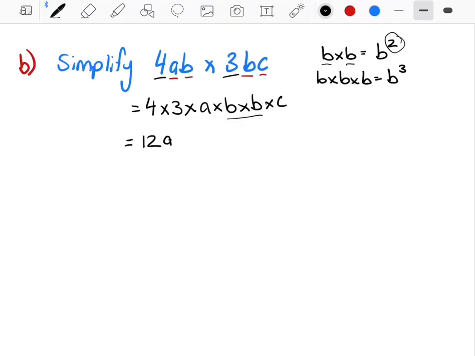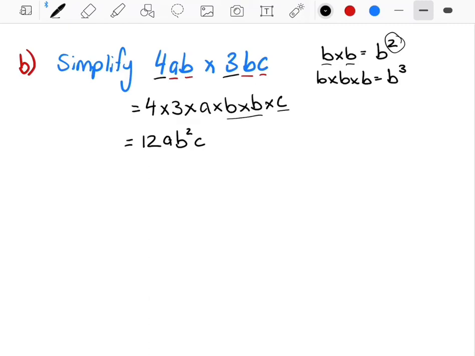We could still keep going, we could go B times B times B times B, and that would be B to the 4 because I've got 4 there. Okay, you're not going to see that one too much, so do not stress about that last one. So here, because I've got my 2 B's, that means my answer is going to be B squared. And then last of all, better not forget our C.